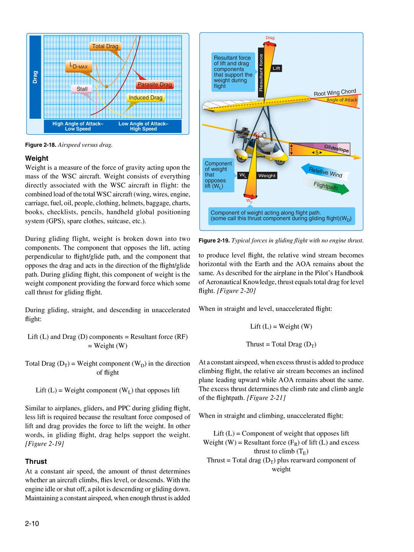Figure 221. When in straight and climbing, unaccelerated flight, lift, L, equals the component of weight that opposes lift. Weight, W, equals resultant force, RF, of lift, L, and excess thrust to climb, T. Thrust equals total drag, DT, plus the rearward component of weight.